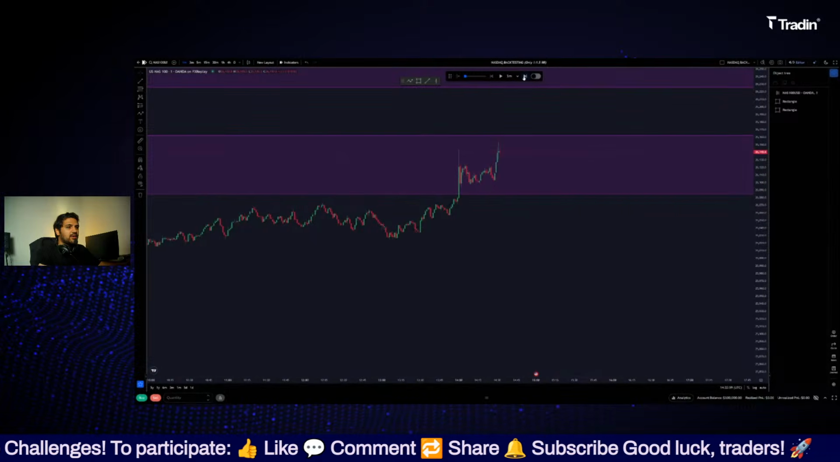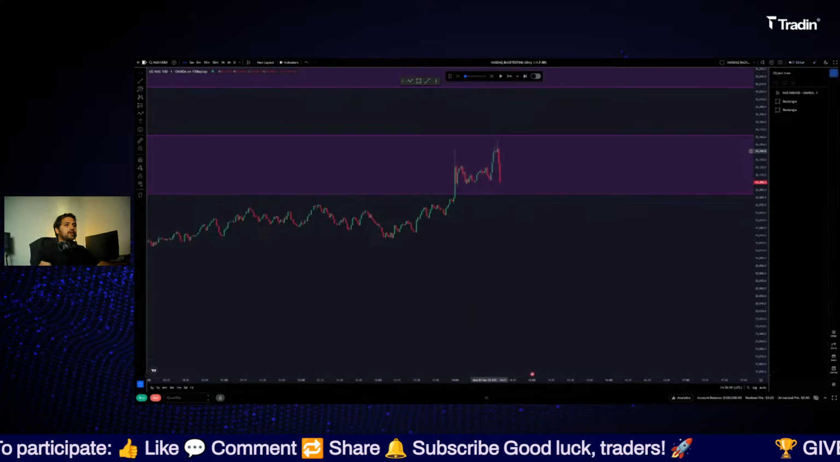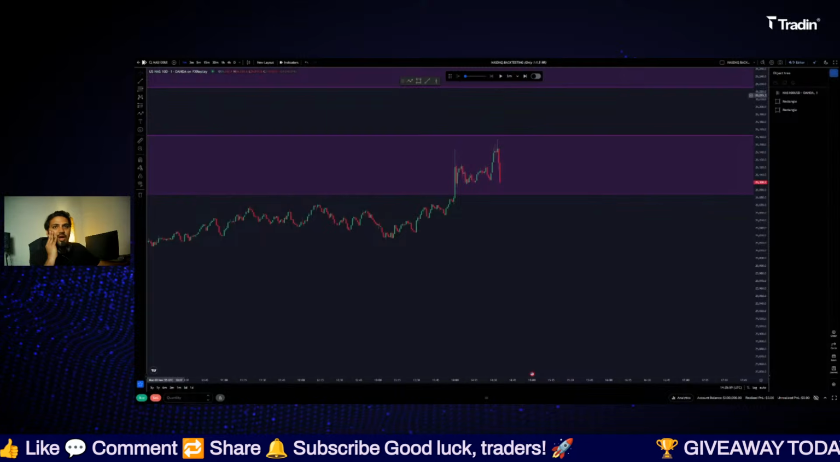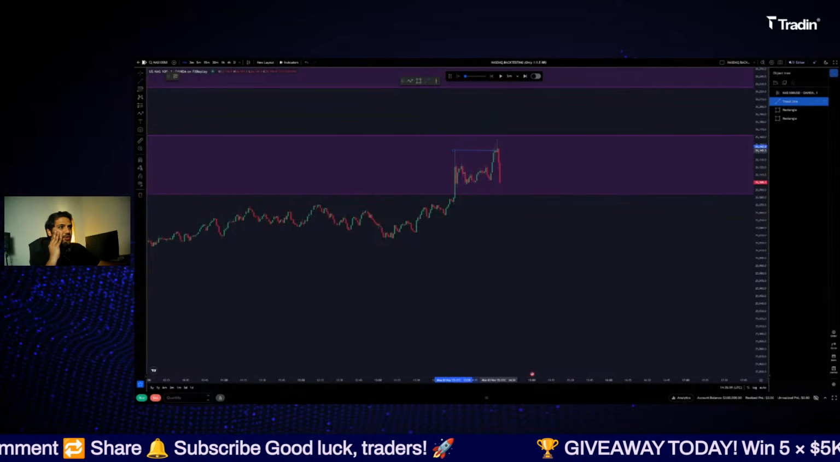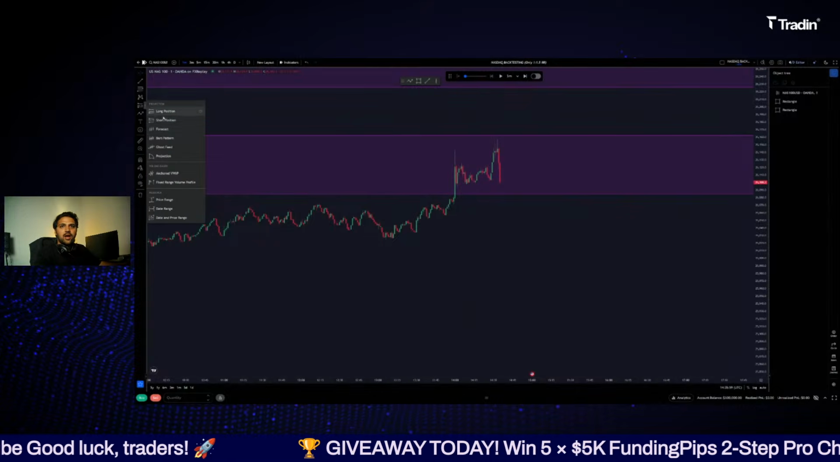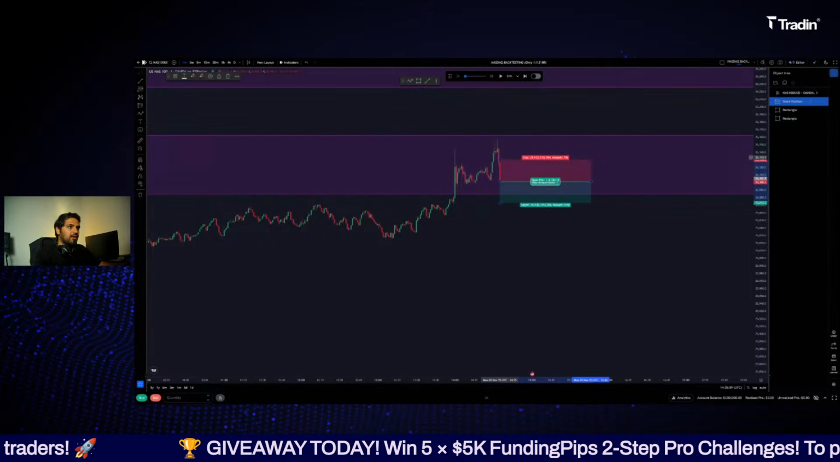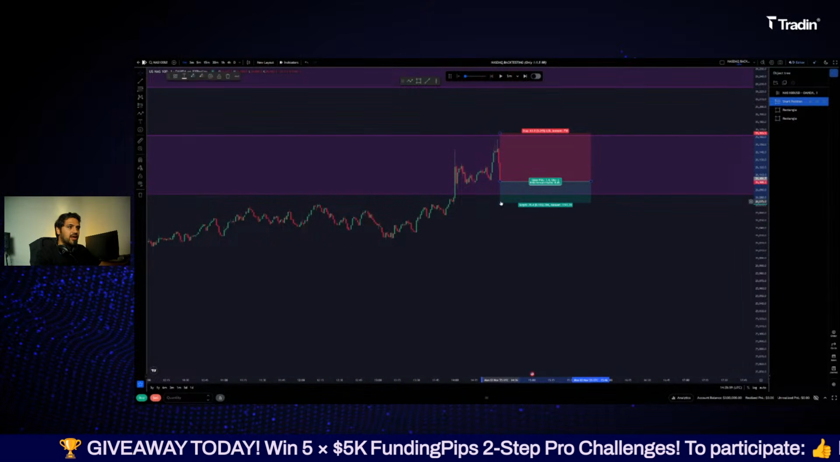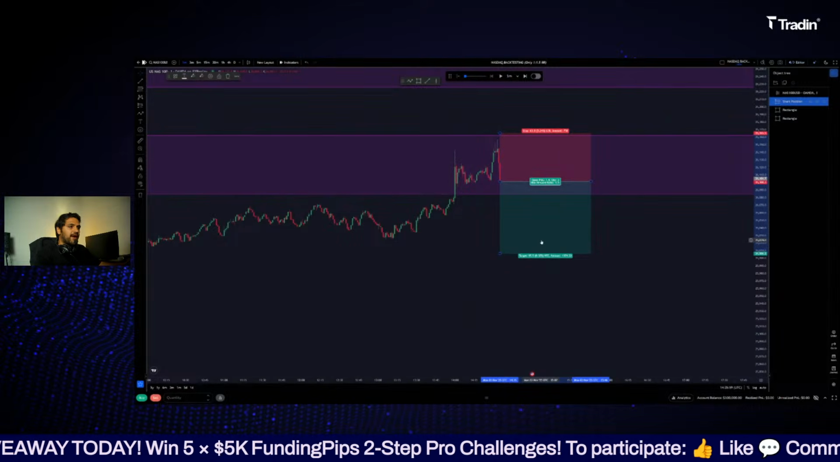All right, so now you see it took out the early sellers right here, took out their stop losses, and now it's going down. So I'm just going to execute short right here with a stop loss above this zone, and we're going to target a 1.5 risk reward ratio.